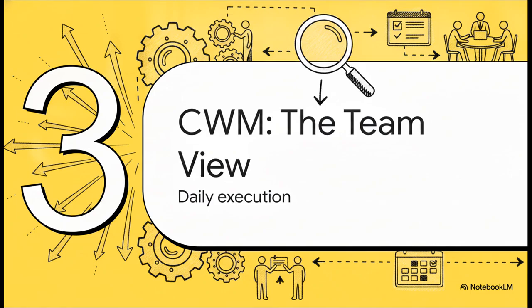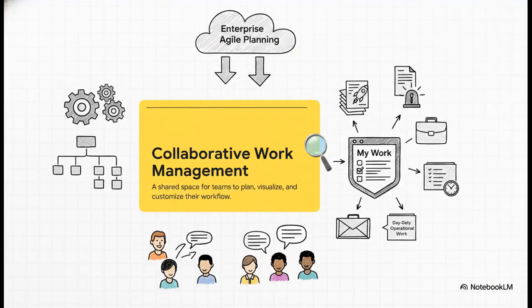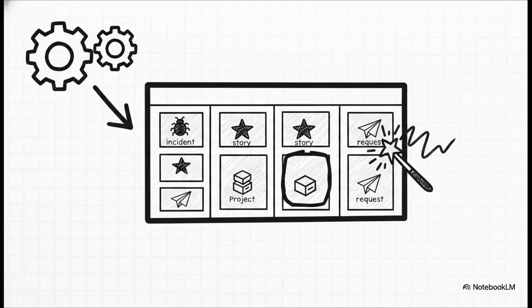Let's jump into Section 3. CWM, the team view. Now, zooming right back into the daily execution level, we have CWM, or Collaborative Work Management. This is a highly flexible, shared space that lets individual teams plan, visualize, and completely customize their workflow execution. CWM fundamentally gets that teams need autonomy to perform at their best. It lets them pull in not just their agile stories, but incidents, demand tasks, and all that day-to-day operational work into one single, comprehensive My Work dashboard. This really changes the game for execution.